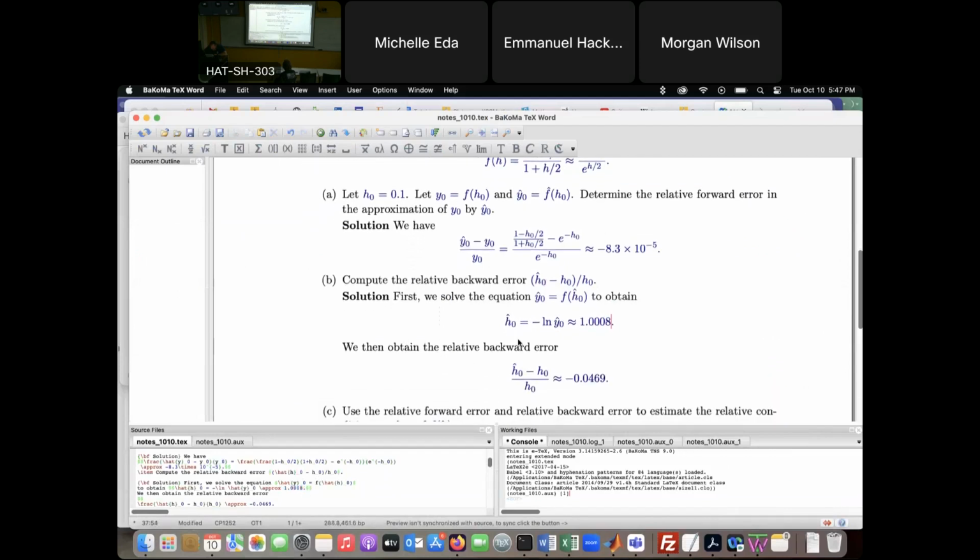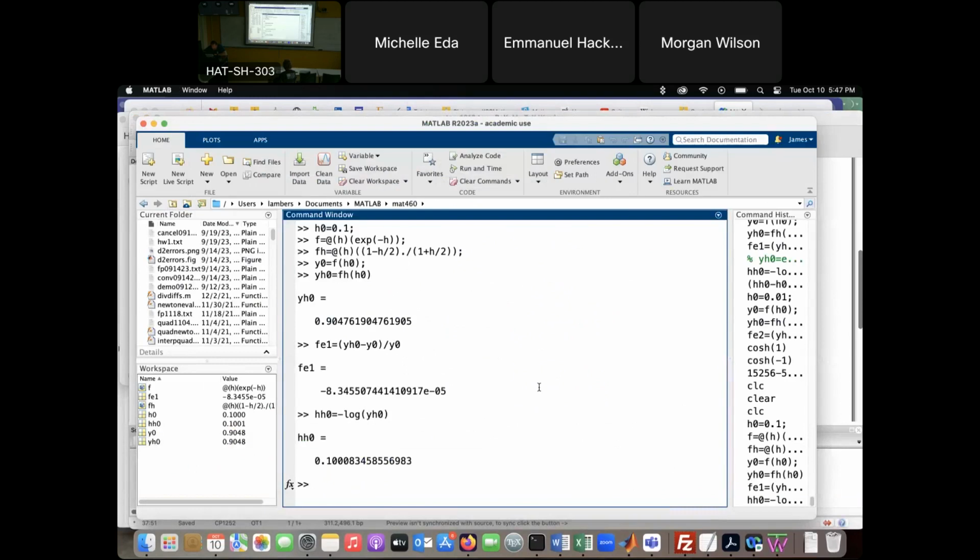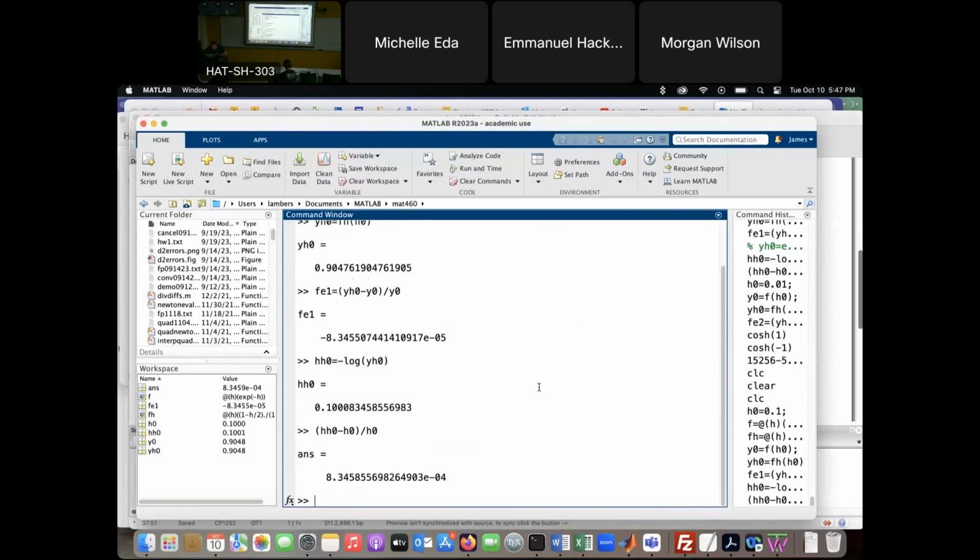It was 0.10008. Wait, hold on. Yep, this is the value. I just typed it wrong. Please bear with me. Okay, and then the relative backward error is 8.3 times 10 to the minus 4.